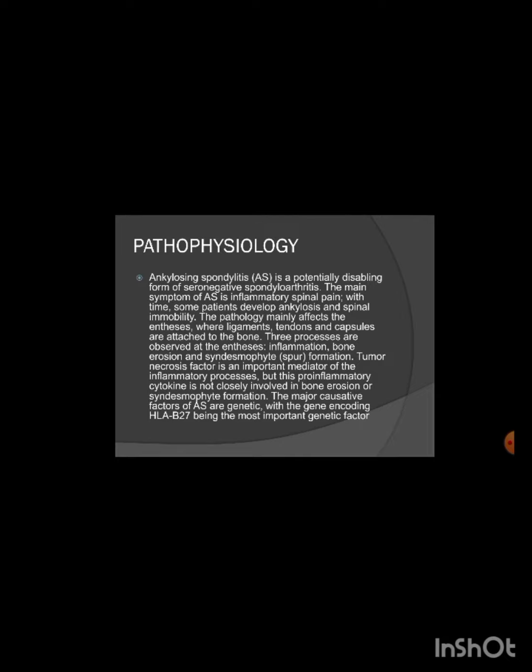All four conditions we are talking about, Reiter syndrome, psoriatic arthritis, ankylosing spondylitis, are seronegative spondyloarthropathies. The main symptom of ankylosing spondylitis is inflammatory spinal pain. With time, some patients develop ankylosis and spinal immobility. We will talk later about how they develop ankylosis and immobility. The pathology mainly affects the entheses. What are the entheses? The enthesis is the place in the joint where the ligaments, tendons, and capsule attach to the bone.